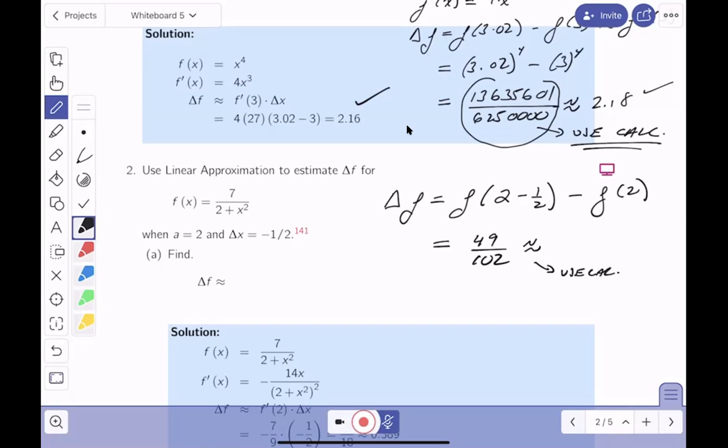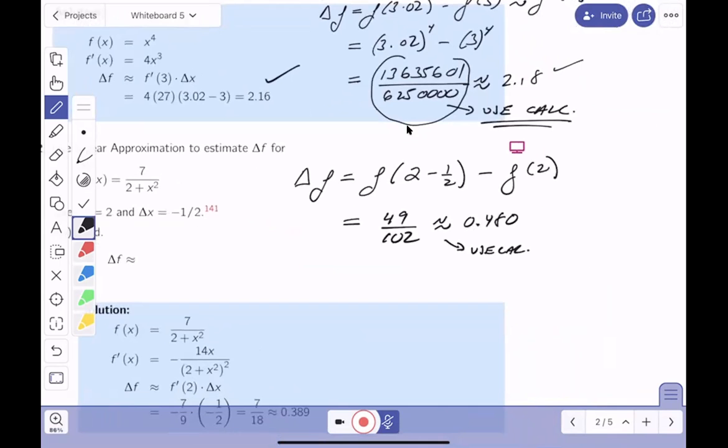I did use a calculator, and this is approximately going to be 0.48. Approximately, by the way, I'm not saying exactly, approximately. So I don't think they asked me to do that. They asked me to do delta F approximately, right? So I have to get the derivative down. Let me go through that for you.